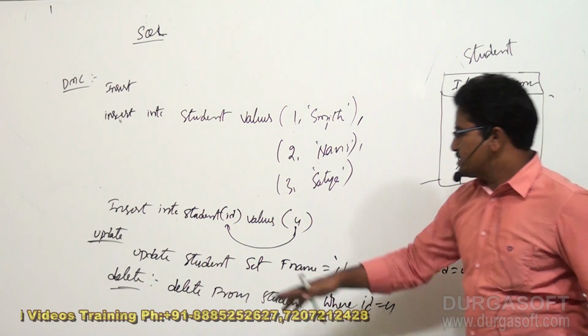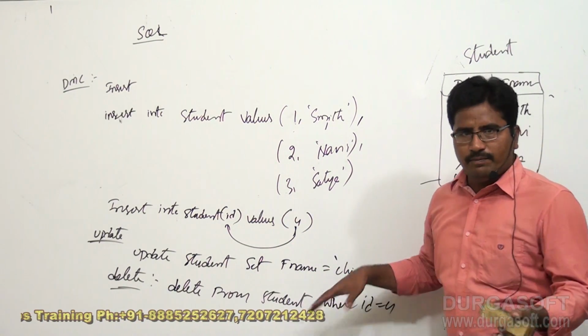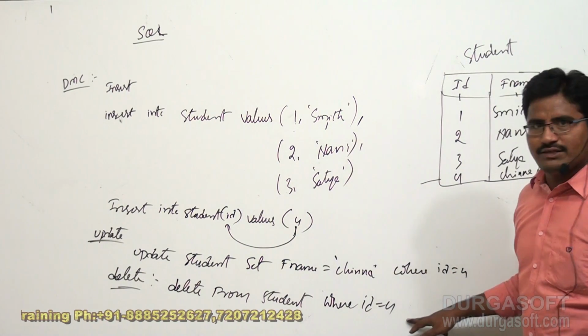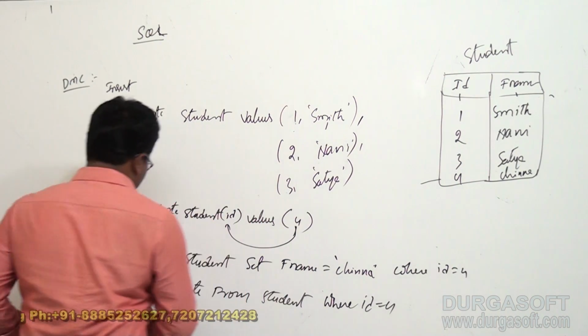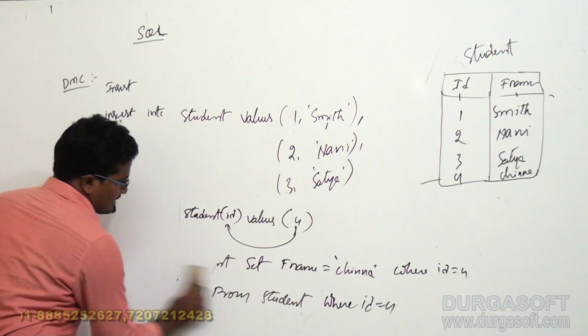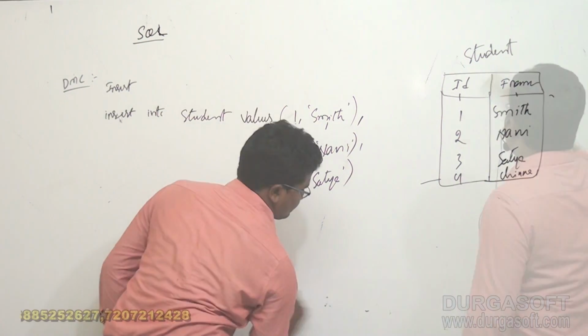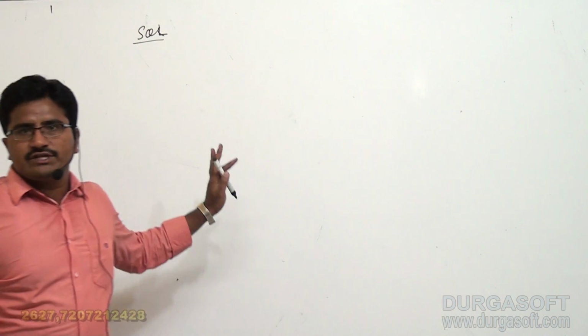So by using delete, we can remove all the data, like delete from table name. If you want to remove particular records, we use the where clause. Now we will see the difference between delete and truncate, which is mainly asked in interviews. We will see the difference between delete and truncate with some examples.